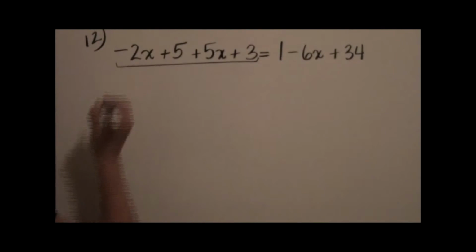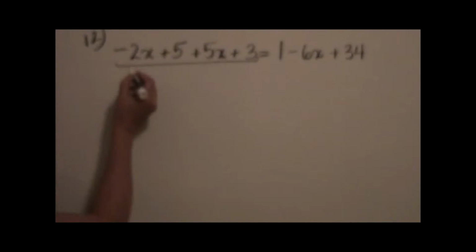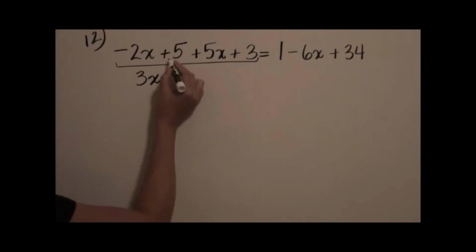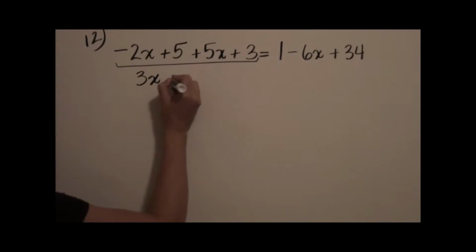Again, we've got a lot of terms, so we find our equal sign. Here it is in the middle. We look to the left. We say, do we have any like terms that we can combine? Yes, we do. Negative 2x plus 5x gives me positive 3x. Positive 5 plus 3 gives me plus 8.